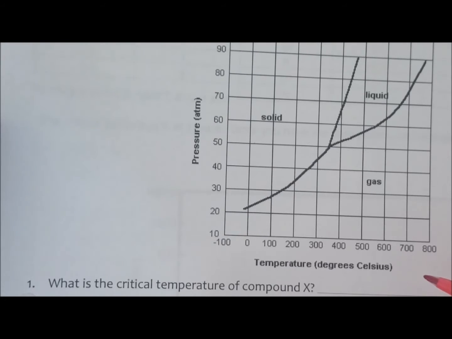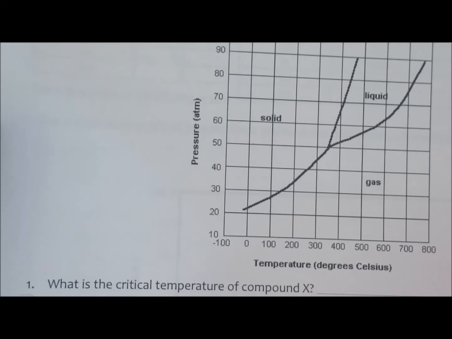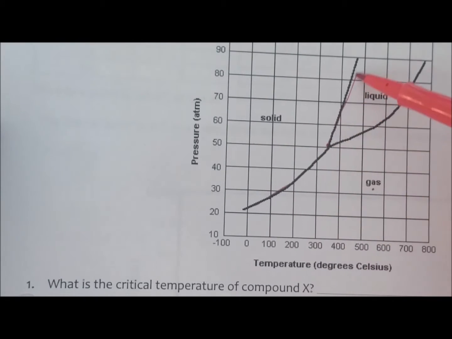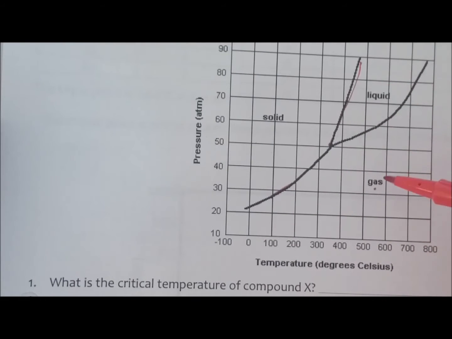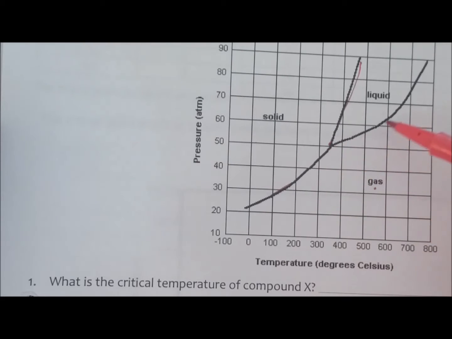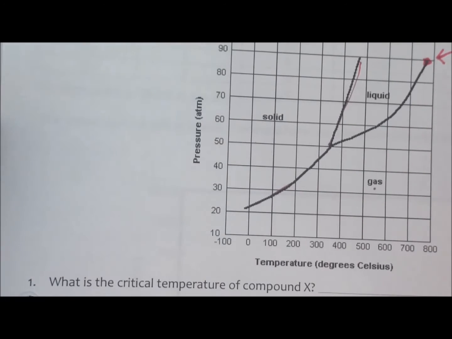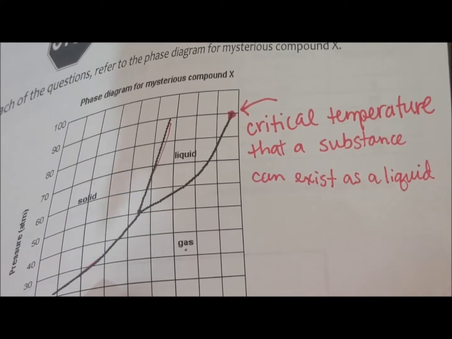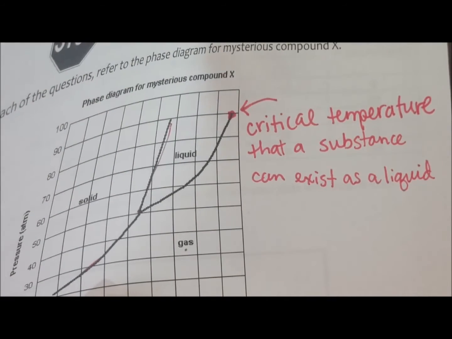First it says, what is the critical temperature of compound X? So if you have this line, it's going to be separating solids from gases. This line is going to separate solids from liquids, and this line is going to separate liquids from gases. You find the line that's separating the liquid and gases and go up to the very top. That dot right there is called the critical temperature. The definition of critical temperature is the very highest temperature that a substance can exist as a liquid. So if the temperature got higher than that, it would only be able to be a gas.